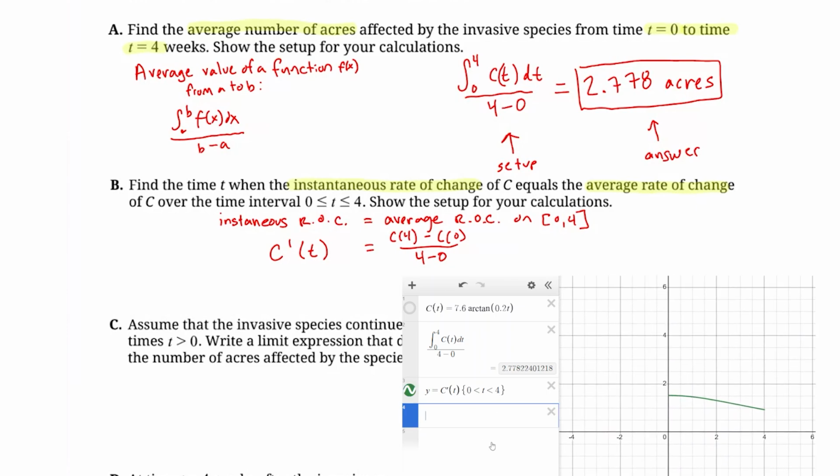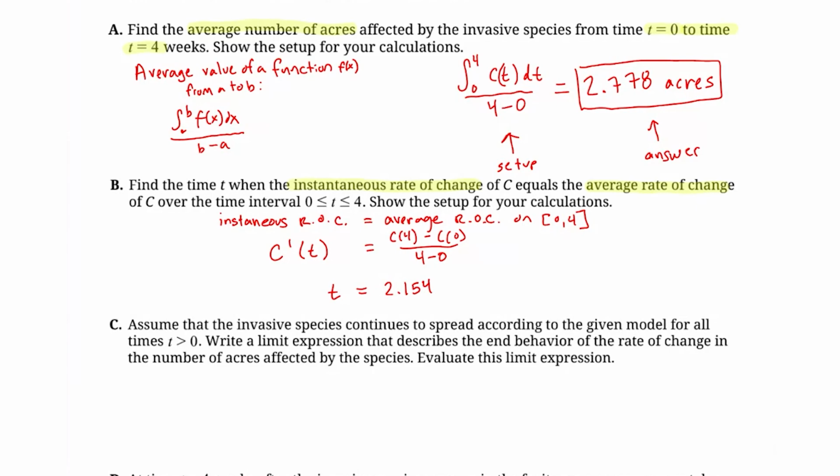And then I want to know, when is that equal to the average rate of change? C of 4 minus C of 0 over, and this is just going to be a constant, 4 minus 0. So in other words, I want to know, when does this curve actually equal this? I think the easiest way to find that is to write both of these as 2 separate equations and just find where they intersect. And we can see that they intersect right here at t equals 2.154. And that would be in weeks.